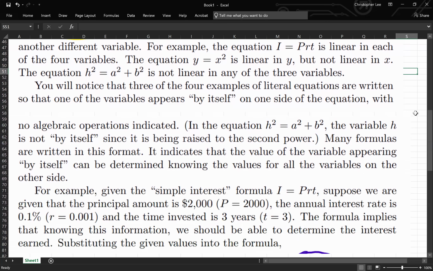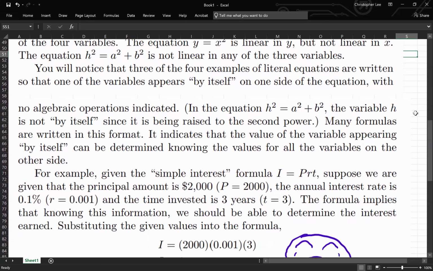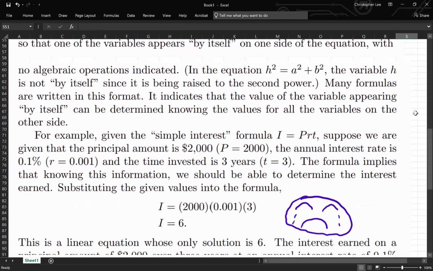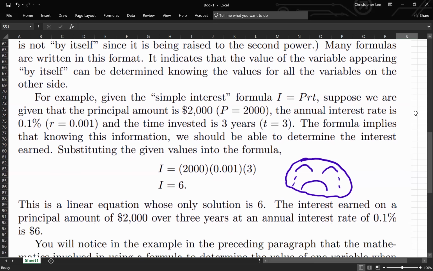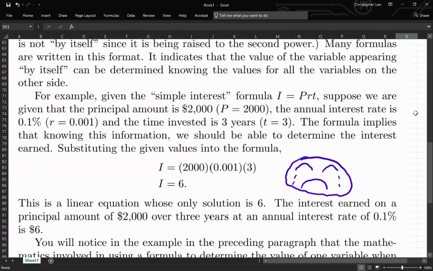So for example, given the simple interest formula I equals PRT, suppose we're given that the principal amount is $2,000, so P is equal to 2,000. The annual interest rate is 0.1%, or R is equal to 0.001. And the time invested is 3 years, T is equal to 3. The formula implies that knowing this information, we should be able to determine the interest earned. So substituting the given values into the formula, we have I is equal to 2,000 times 0.001 times 3, which is equal to 6. So this is a linear equation whose only solution is 6.